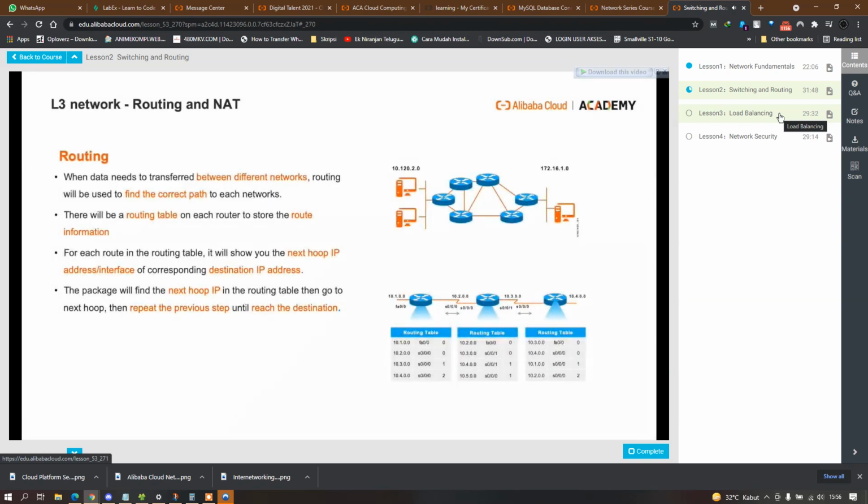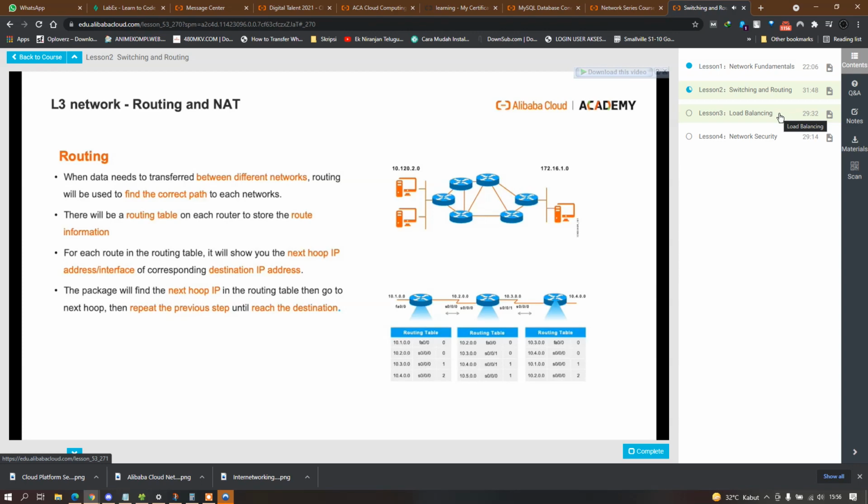So what is routing? Here we have a description about routing. When data needs to transfer between different networks, routing will be used to find the correct path for each of the networks. So obviously we can understand that routing tells the packet how to find the path to the destination, right? And for routing, one thing we should know is the routing table. There will be a routing table on each router to store the routing information.